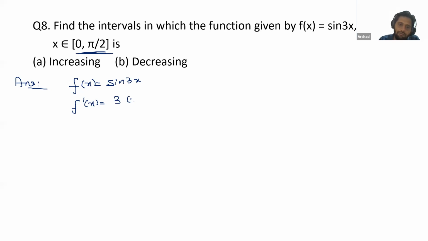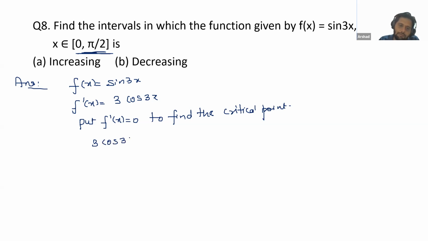So here we will get 3 cos 3x. Good, Zad. That is correct. Very good. Now please check for increasing and decreasing. Put f dash x equal to 0 to find the critical point. So put this 3 cos 3x equal to 0.